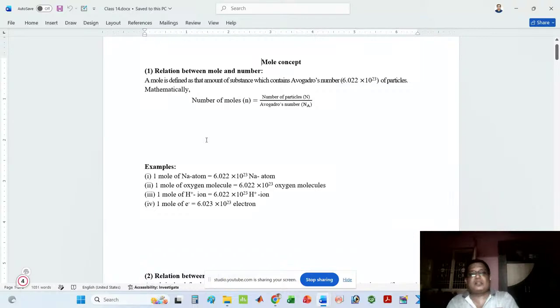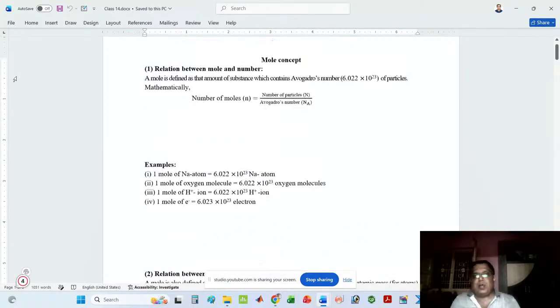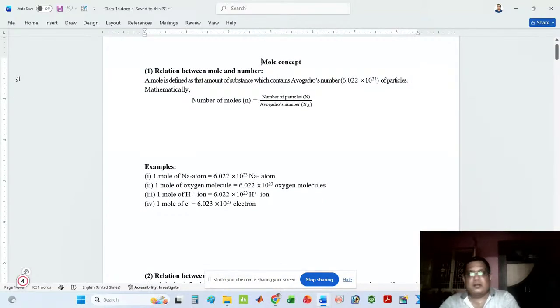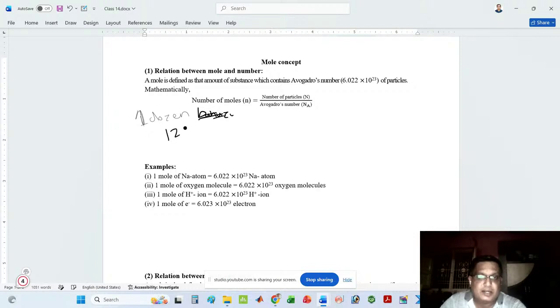Before going to the mole concept, I will take a few daily life examples. Suppose I say you go to the market and bring 1 dozen of banana. What will you bring? You will bring 1 dozen of banana. Then how many banana will you take? You must take 12 banana.